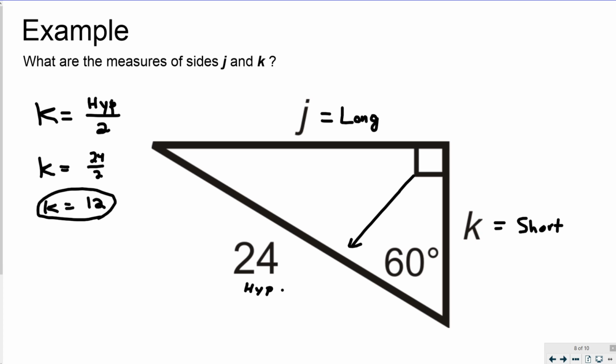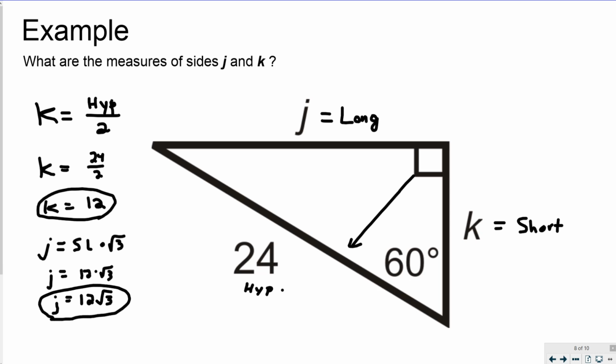And if I want to then calculate the measure of the long leg, J is the short leg multiplied by the square root of 3. So let's go ahead and substitute the measure of the short leg in. The measure of the short leg is 12, so 12 multiplied by the square root of 3. And honestly, that's all I can do, is then write 12 times the square root of 3. And that is my final answer. So there's the two side lengths. K is 12 and J is 12 times the square root of 3.